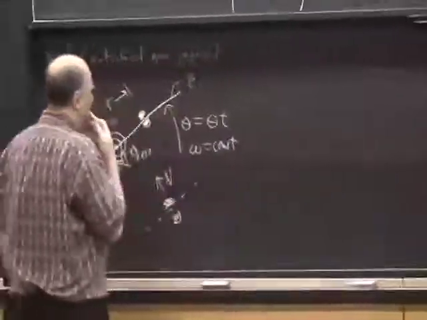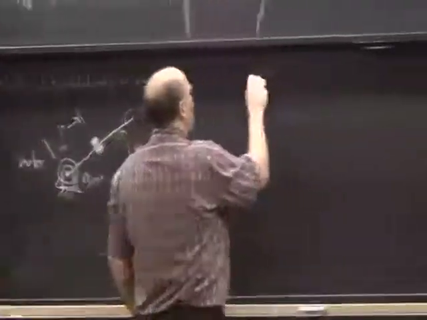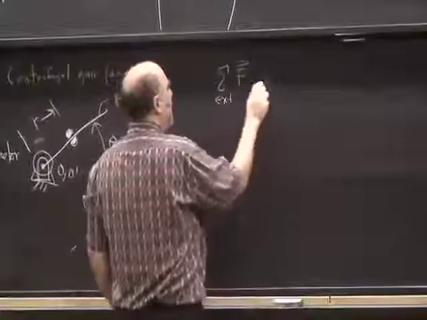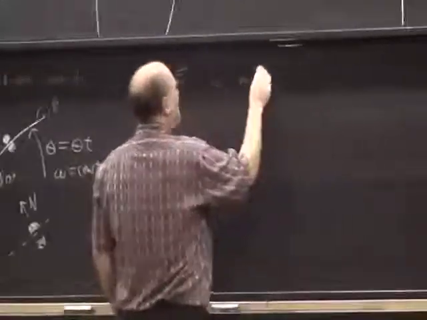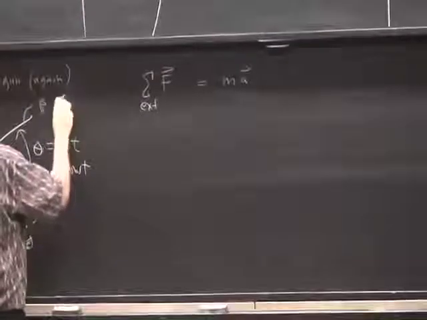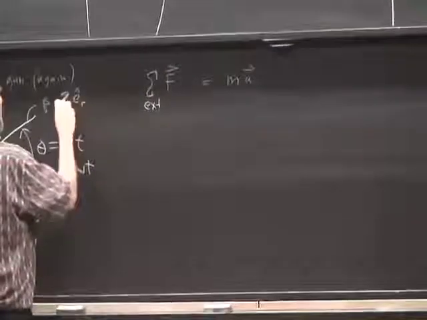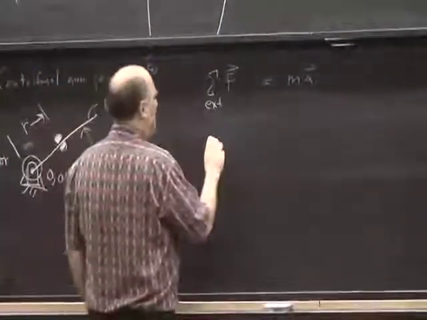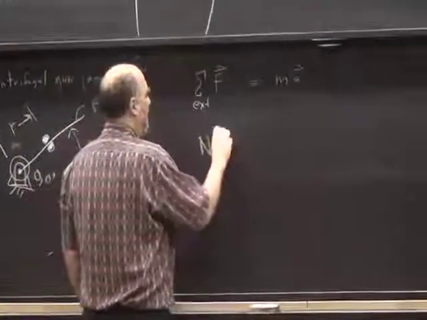So if we're going to figure out how this thing works, we say that the sum of external forces is equal to the mass times acceleration. What do we have for external forces? If we pick a unit vector here in the e_r direction, and another unit vector here in the e_theta direction, for forces we have this N e_theta.